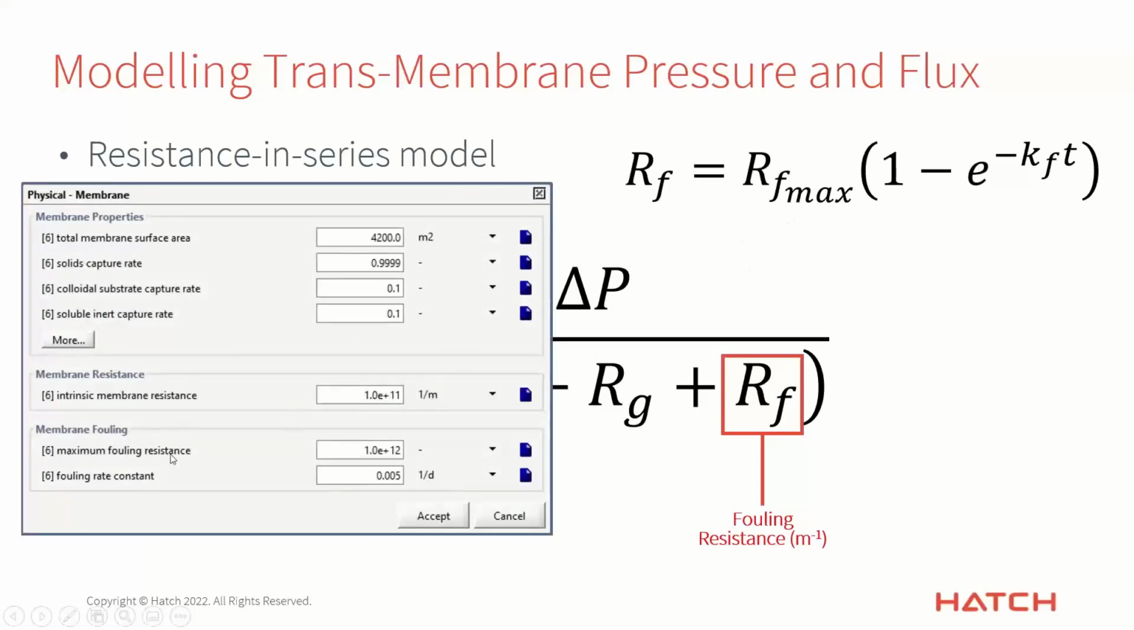RF max is the maximum fouling resistance here. And then the fouling rate constant is this K. And T here is the amount of time since the last cleaning event. And so what happens is basically we have this relationship, and every time we do a cleaning event, T goes back to 0, which means this goes back to being 0 resistance, and then it starts to accumulate again over time. And so you can control how bad the fouling gets and how fast it gets there, but it is not a function of anything other than just time.